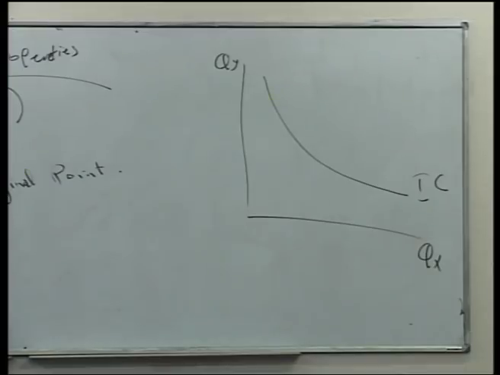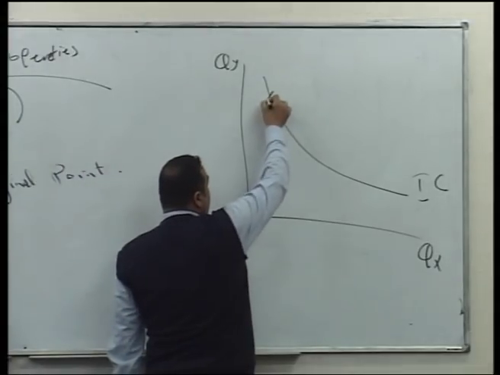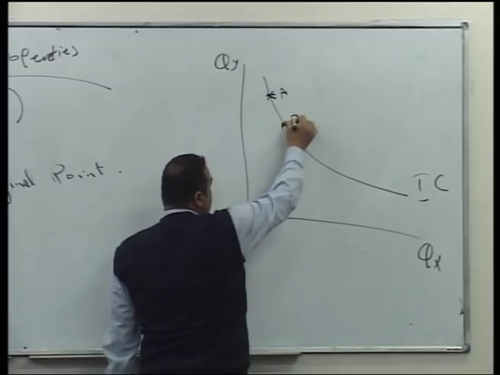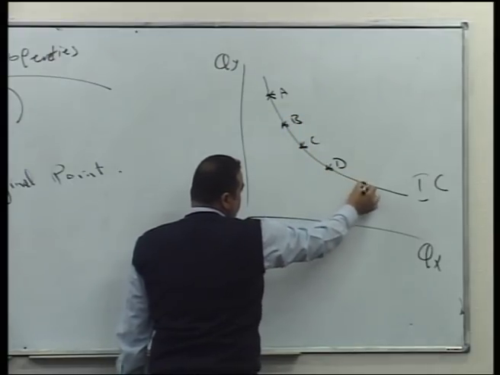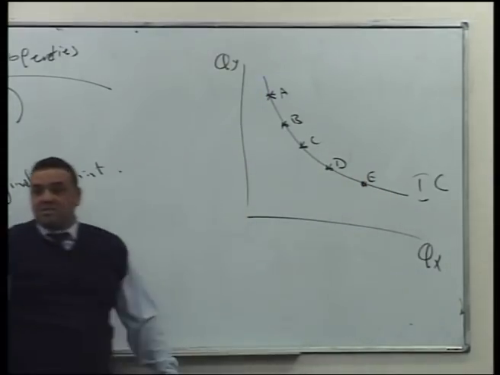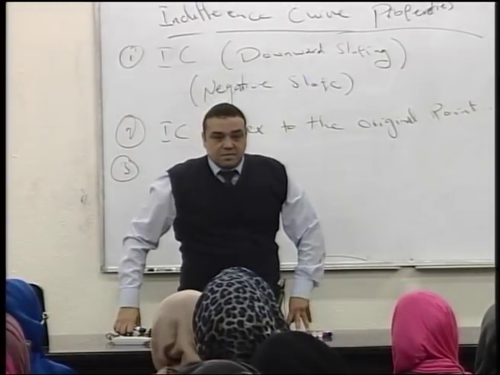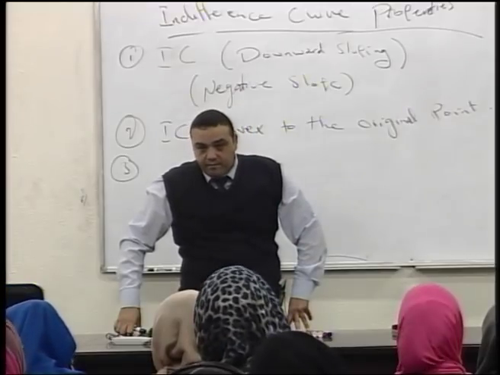Number three. A movement from point A to B to C to D to E, from left to right along the indifference curve means the marginal rate of substitution will go down or will decline.